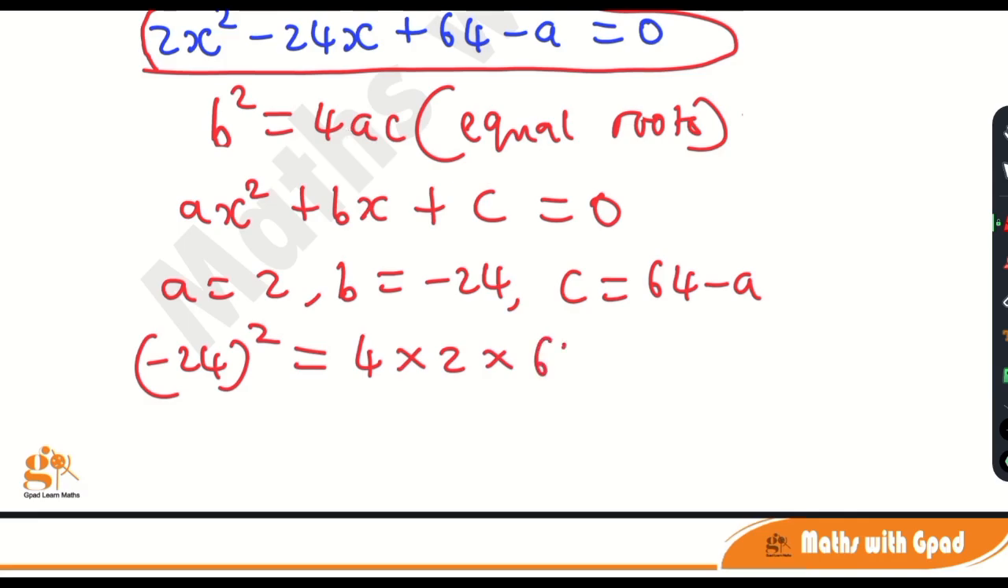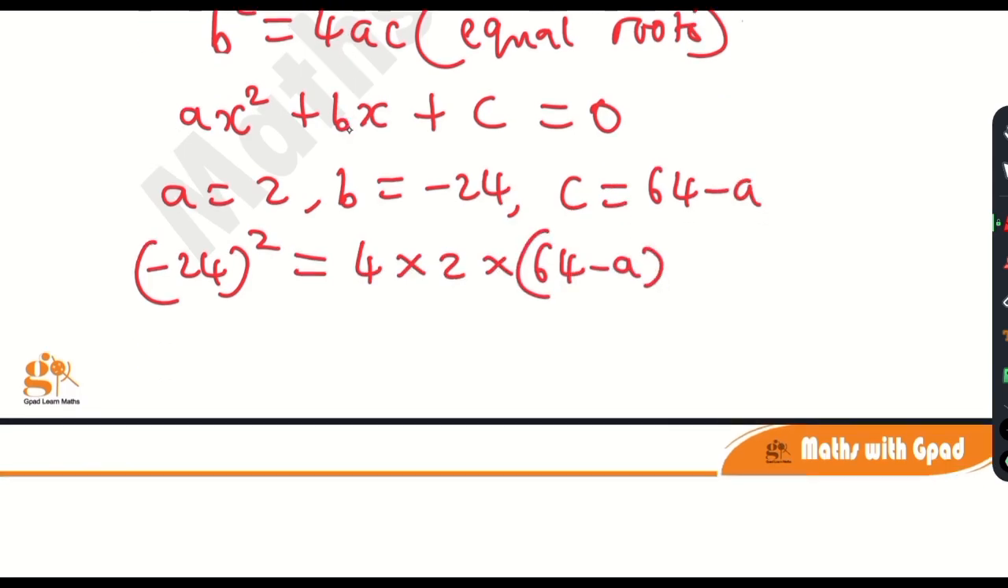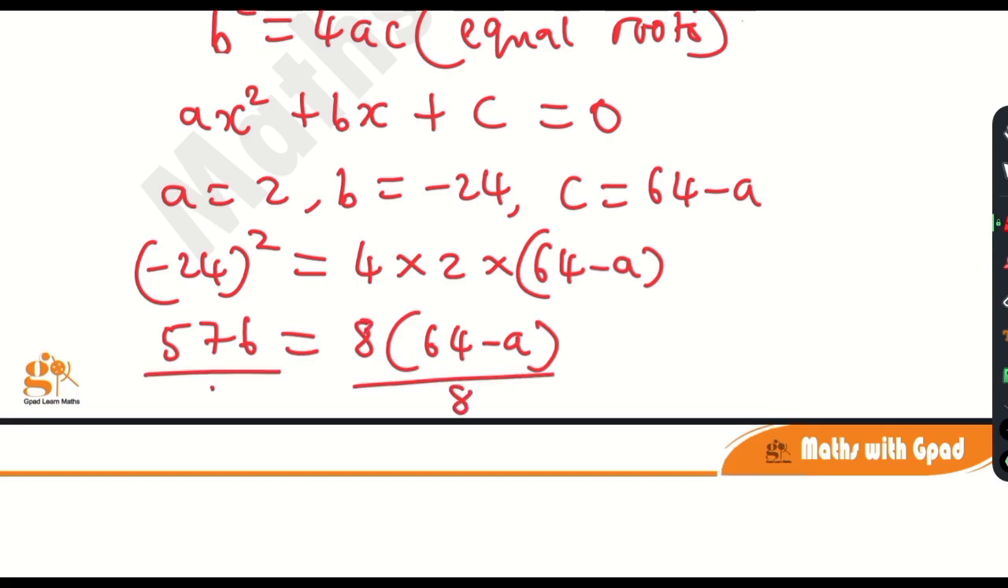64 minus a. Let's wrap this in the bracket. Minus 24 raised to power 2 is 576, and this is equal to 4 times 2 is 8, 8 bracket 64 minus a. Now what I'm going to do, I'm going to divide both sides by 8 so that I will get rid of 8 from here. Divide both sides by 8, this by 8.